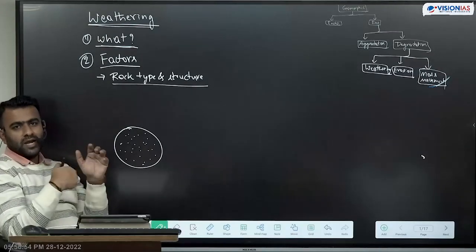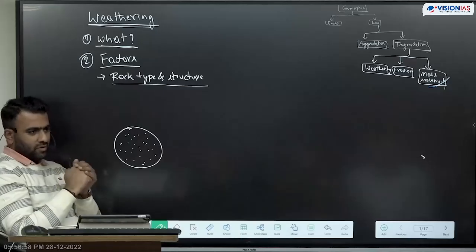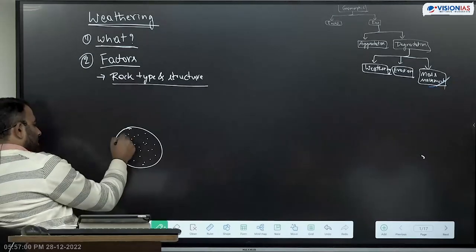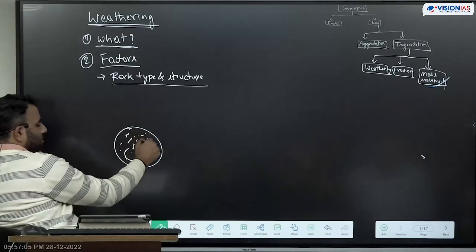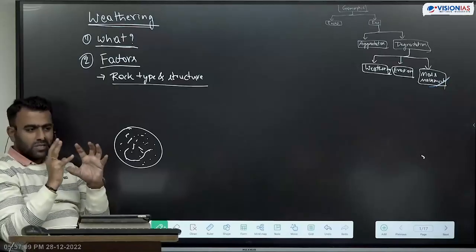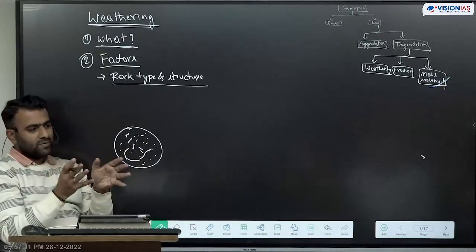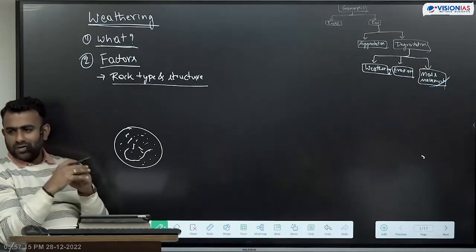Can porosity guarantee permeability? Not always. So what is permeability? The way these gaps are connected, the interconnection among these gaps, which will let the water pass through it. Some of the rocks are porous as well as permeable, but some other rocks are only porous but not permeable. It will take longer time for weathering.